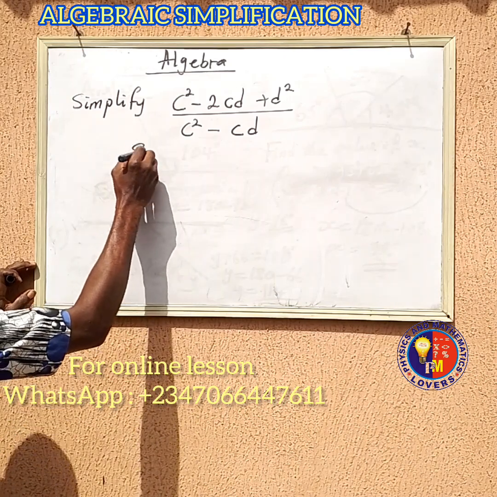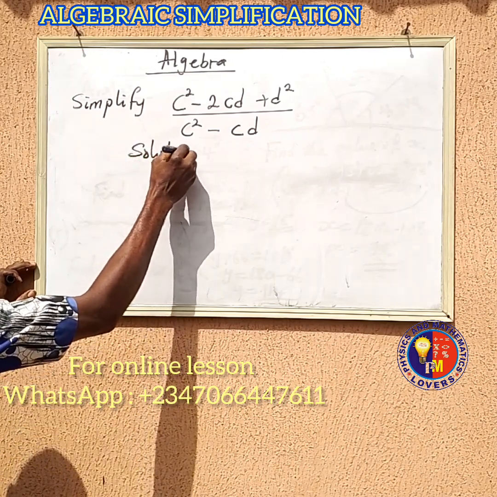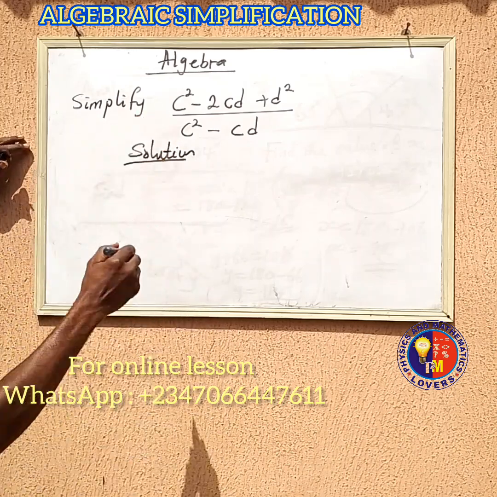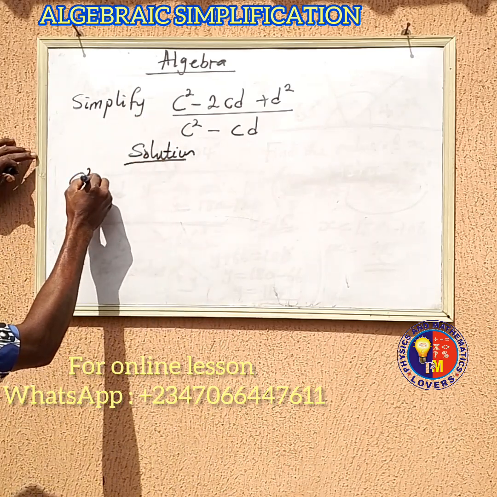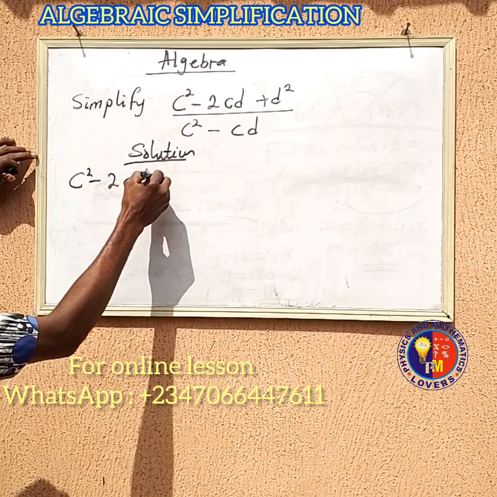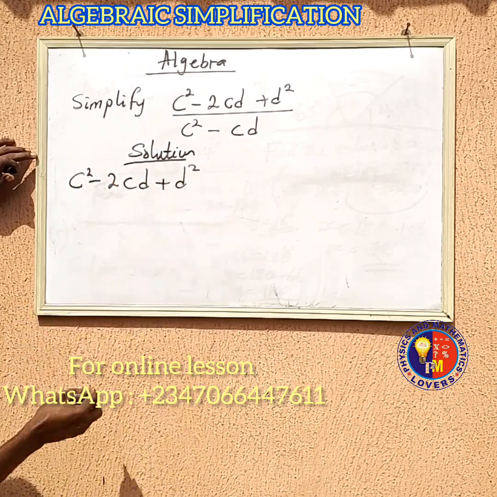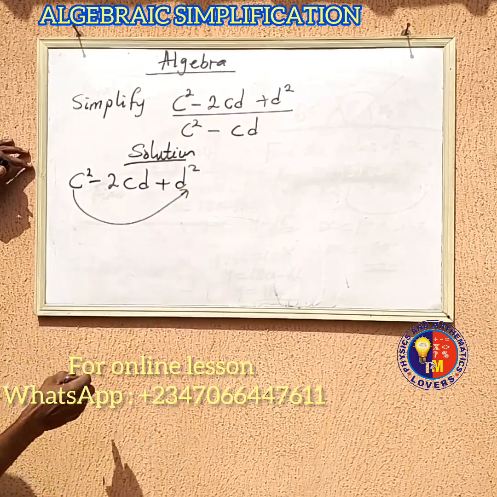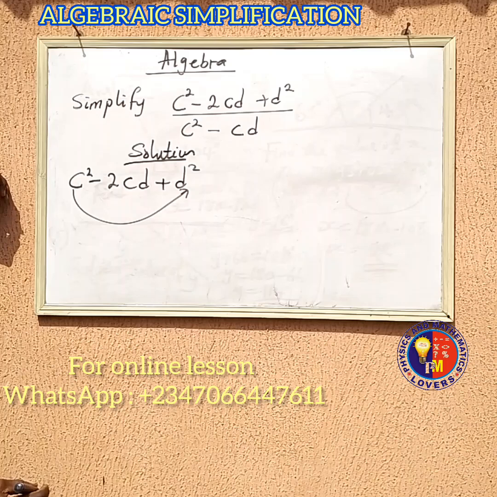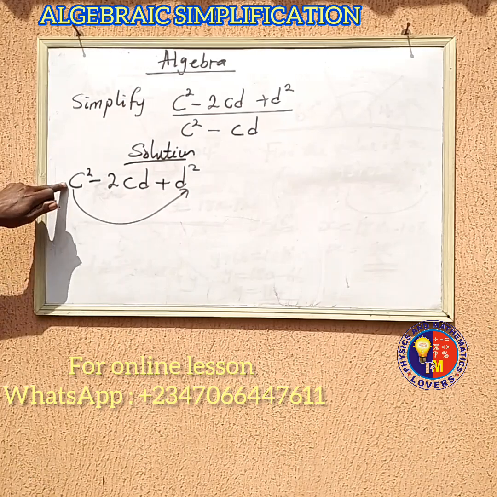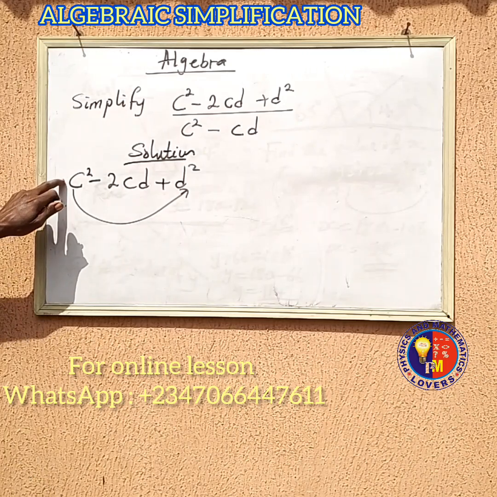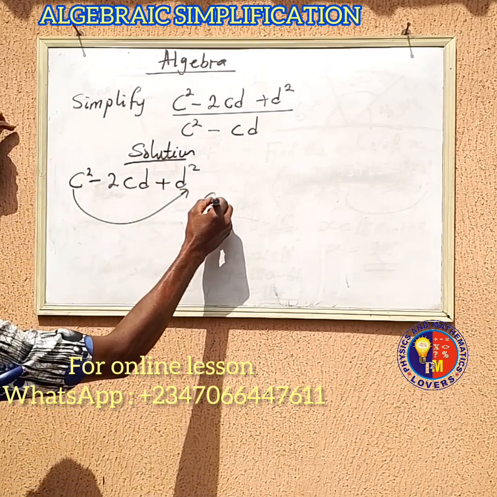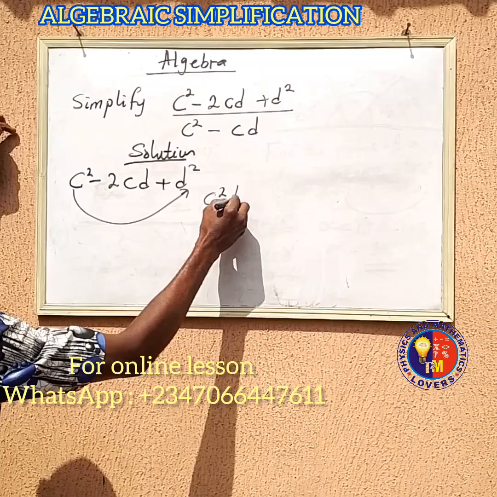numerator. So your solution, we are going to factorize the numerator. How do we do that? Our numerator is c squared minus 2cd plus d squared. So what to do? The first step is to multiply the coefficient of c squared with the last term. What is the coefficient here? The coefficient here is 1. So 1 times c squared d squared gives us c squared d squared.